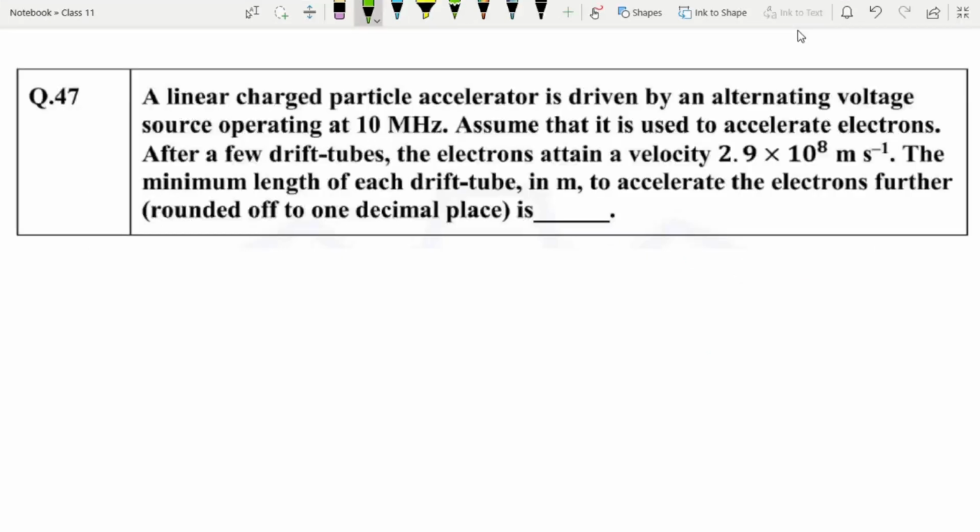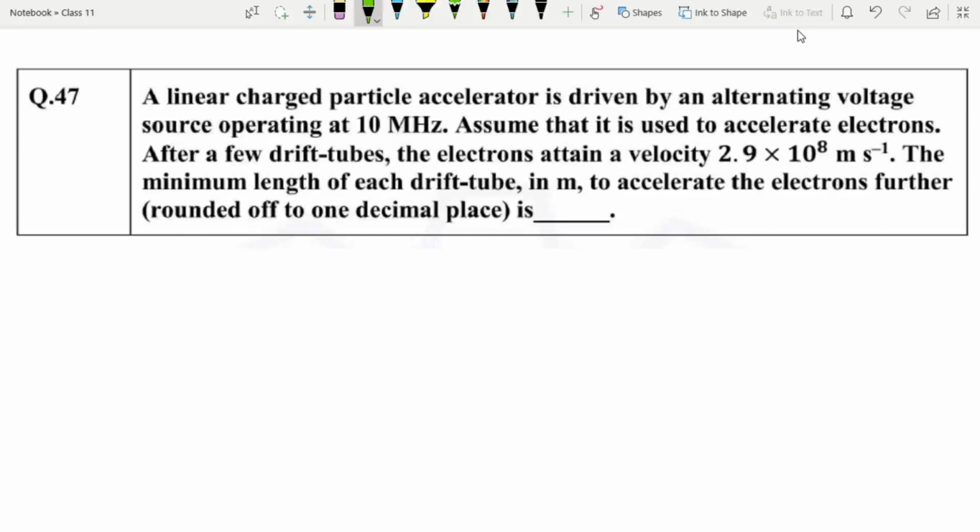A linear charged particle accelerator is driven by an alternating voltage source operating at 10 MHz. Assume that it is used to accelerate electrons. After a few drift tubes, the electrons attain a velocity of 2.9 into 10 raised to 8 meter per second. The minimum length of each drift tube in meters to accelerate the electrons further is.